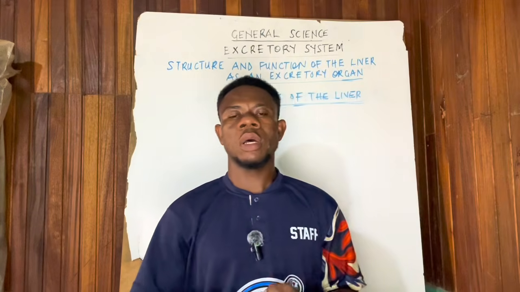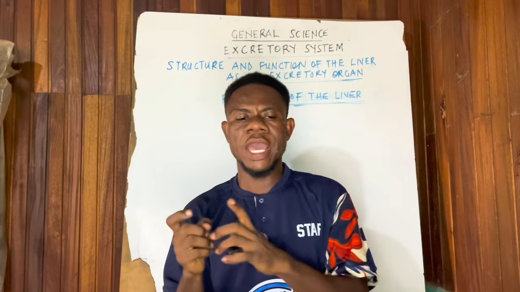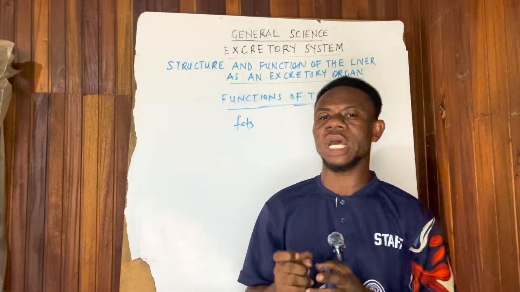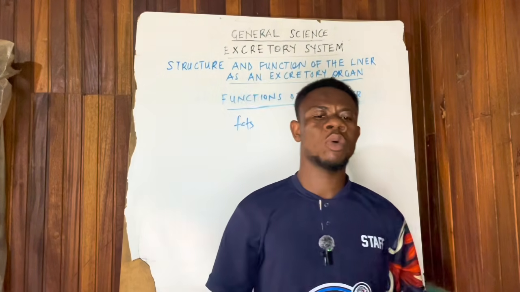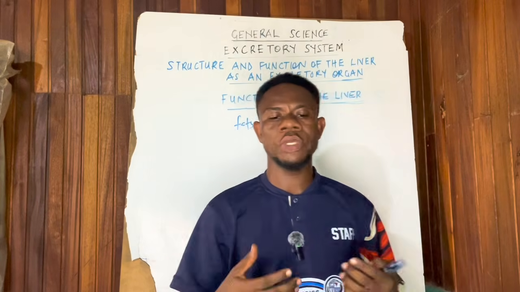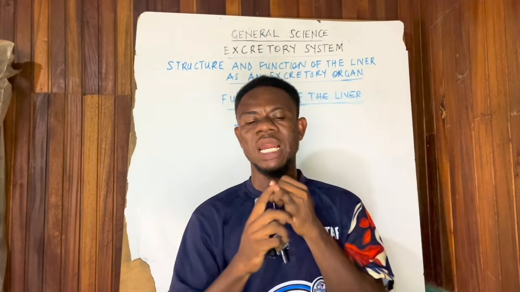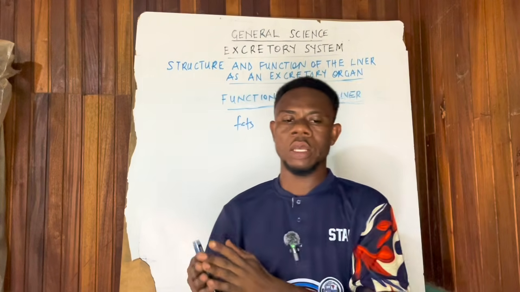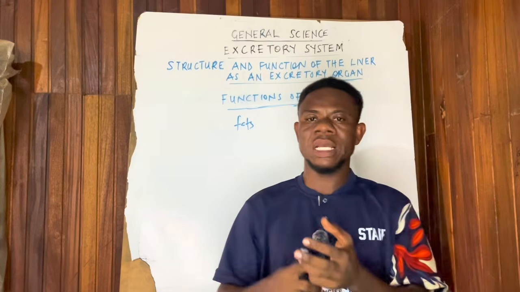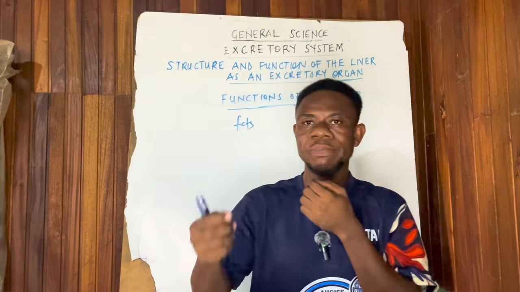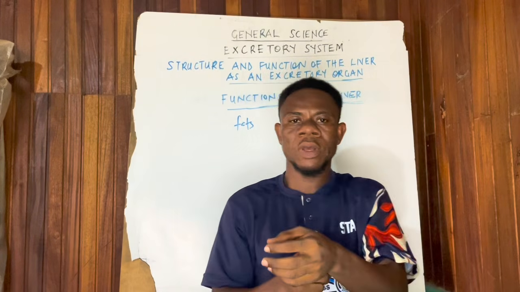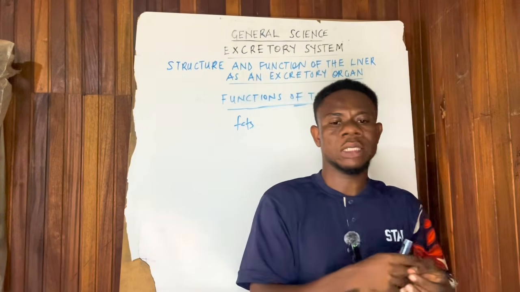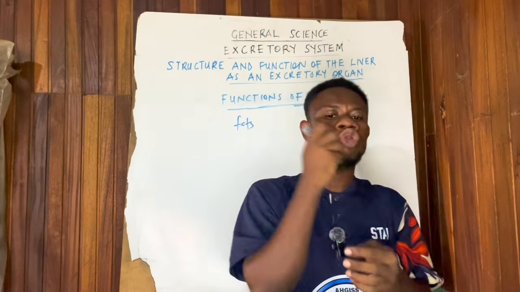Two, the liver aids in the production of blood proteins. Now, among the blood proteins produced, we have albumin, which maintains blood osmotic pressure. We have clotting factors. Let's take, for instance, you are using a blade, then you cut yourself. Now, the liver helps in blood clotting. So it helps your blood to clot.